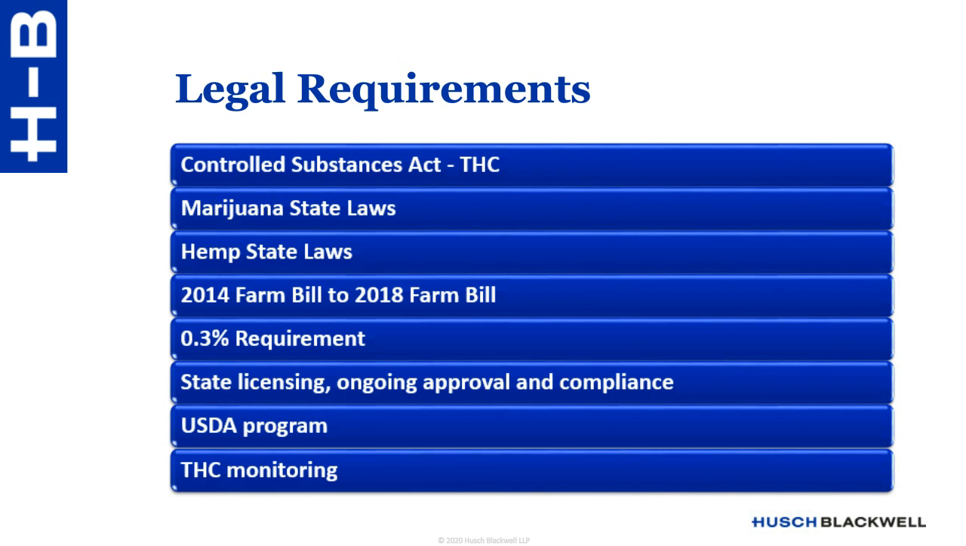We obviously have the 2014 Farm Bill and the 2018 Farm Bill, which we'll describe in a little bit more detail later, because that has a lot of impact on the industrial hemp regime. The 0.3% requirement, which we've talked about a little bit, we'll get into in a little more detail in ongoing compliance in the USDA program.